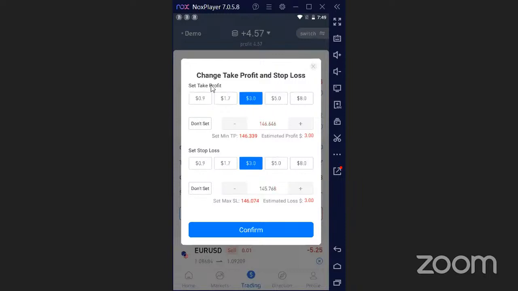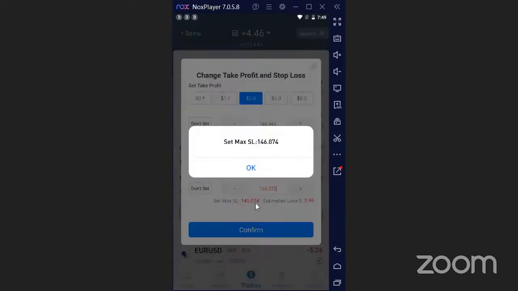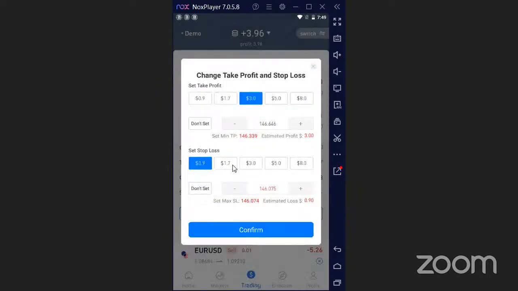So you want the take profit to be higher, and you want your stop loss to be smaller. So this is how it should be. Now you click on confirm. Okay, it's saying set max SL. That means the money we want to lose is too small compared to where the market is right now. So you want to choose another one, or you can just enter it manually if you already have your price point.